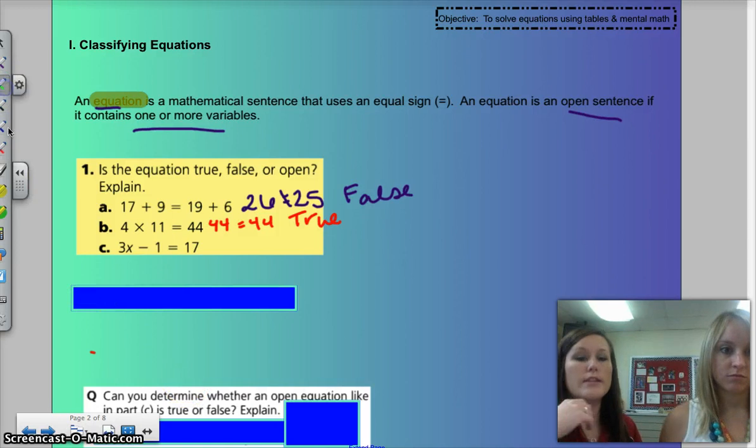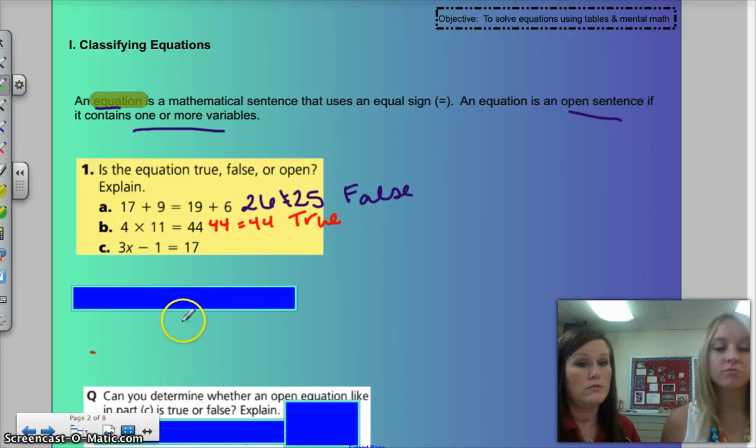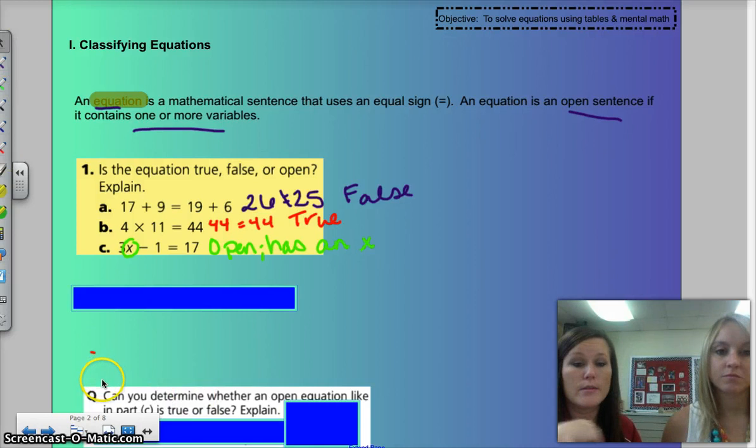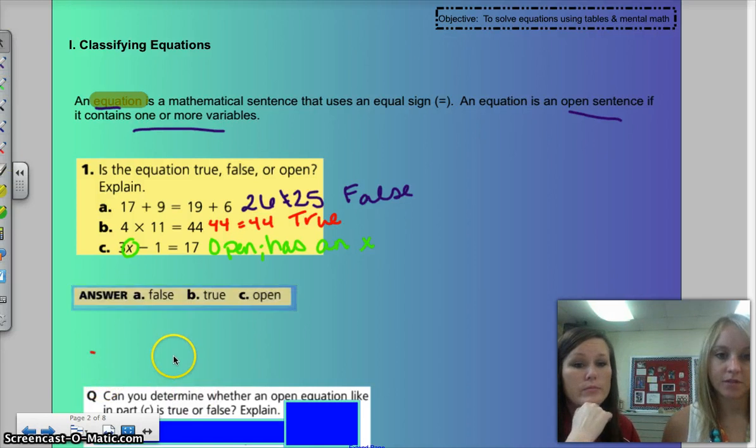3x minus 1 equals 17. I can solve the equation, but it's open, because it has a variable, so you just say open. In our definition, an equation is an open sentence if it contains one or more variables. Because it has one variable, we're good. Now, it doesn't say that we had to solve it. All we had to say was open. Got it. Okay, so there we go.